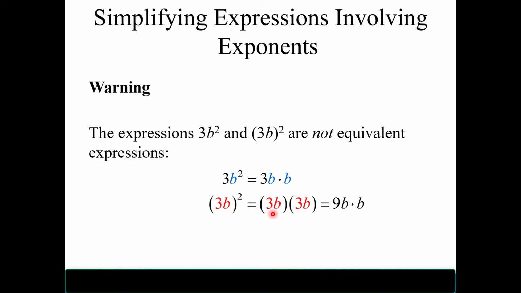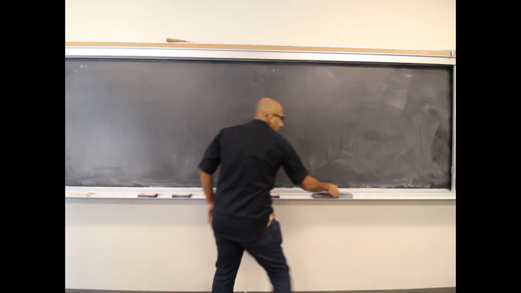And so when we multiply 3b times 3b, we end up with 9, right? 3 times 3, 9b times b. And this is definitely not the same as that. So these two expressions are not the same. So the moral of the story is if you want the square to apply to the whole thing, you better put parentheses around the whole thing. Otherwise, by default, it only applies to the number immediately next to it on the left-hand side or variable immediately next to it on the left-hand side.